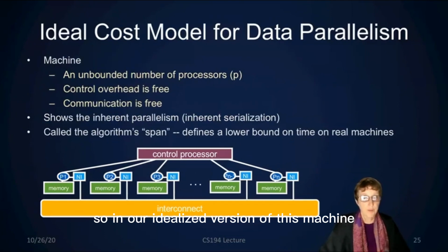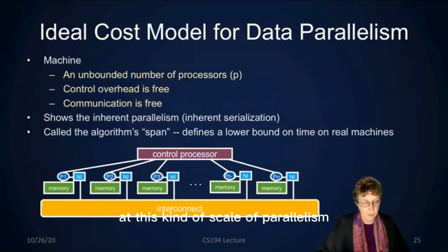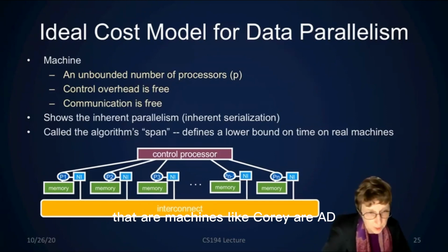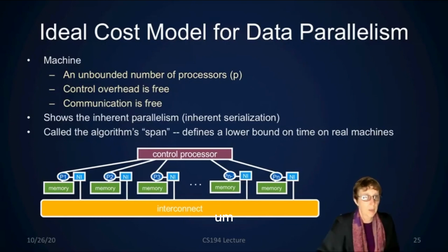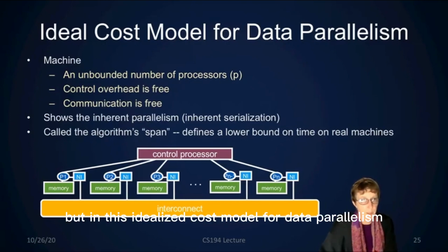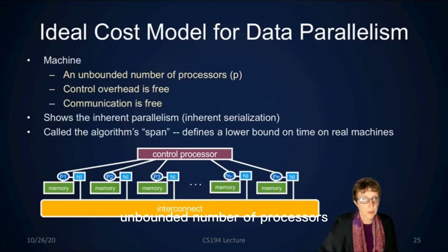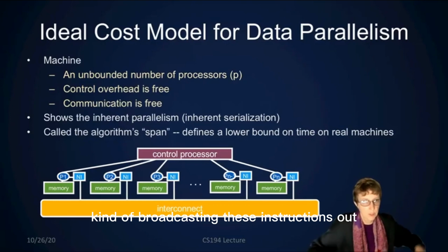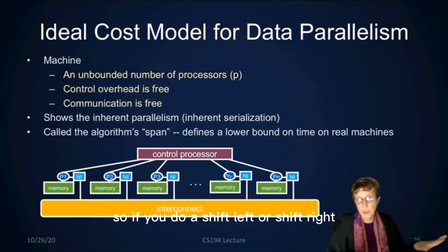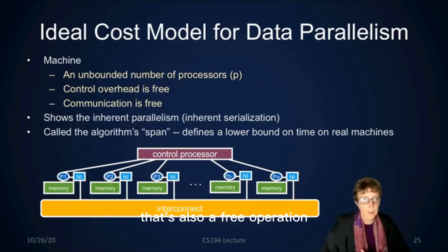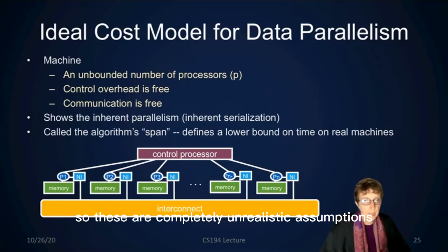So in our idealized version of this machine, which we don't really have today at this kind of scale of parallelism that our machines like Cori are at, but we do have them down inside of the SIMD units in Cori or in the GPUs. In this idealized cost model for data parallelism, we're going to assume there's an unbounded number of processors. And we're also going to assume that there's no overhead to the control, that is, broadcasting these instructions out. And we'll also assume that the communication is free. So if you do a shift left or shift right, that's also a free operation. These are completely unrealistic assumptions, but it will lead to useful algorithms.